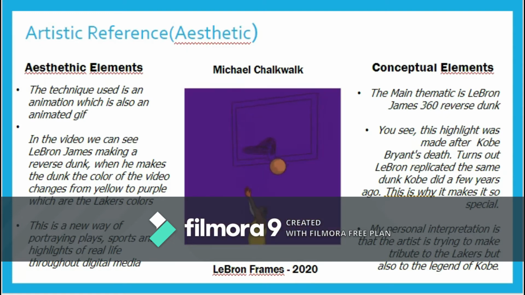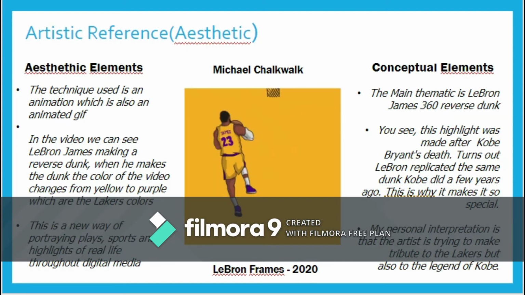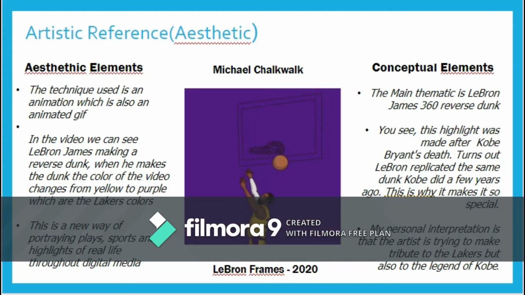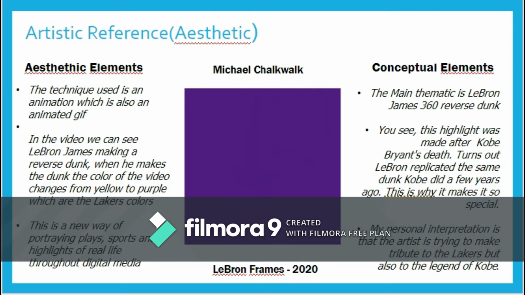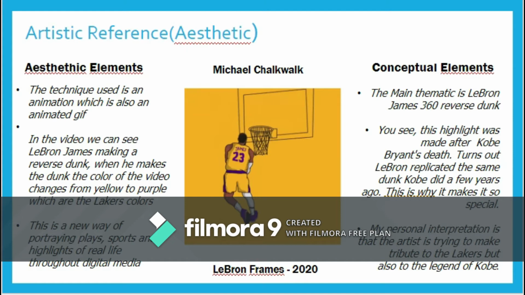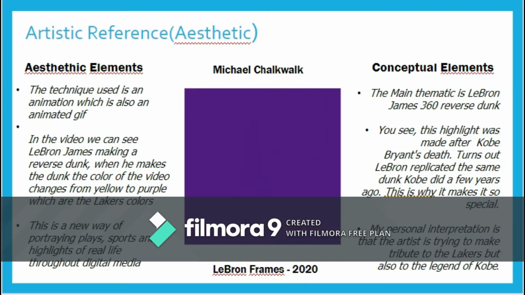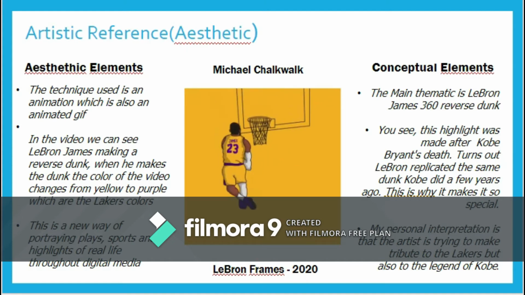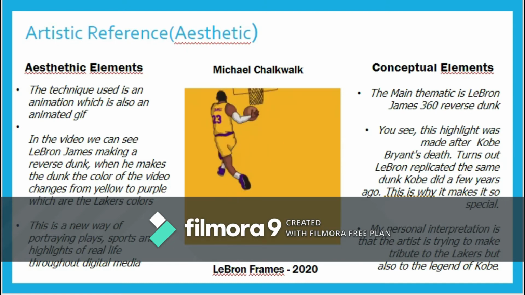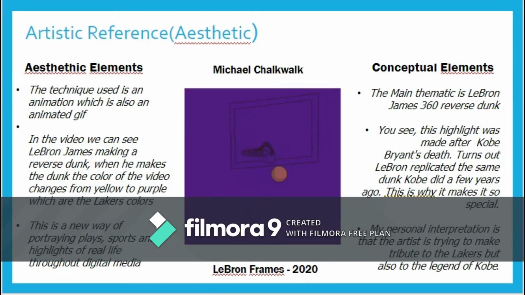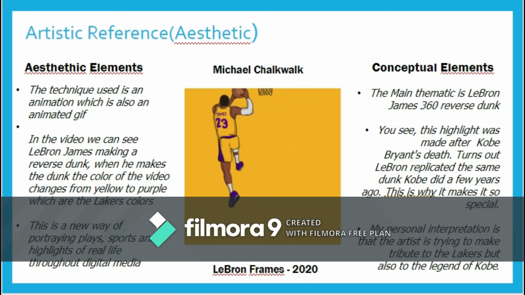Moving on into this specific animated GIF, it's LeBron James making a reverse dunk. You can see that when he converts the dunk, the colors change from yellow to purple, representing the colors of the Los Angeles Lakers. A little context behind this image is that months after Kobe Bryant's death, turns out that LeBron made this highlight, and maybe like 20 years ago, Kobe made the same dunk. And this is a very special moment, not only for LeBron, because LeBron was very intimate with Kobe, but with the Lakers' legacy, as Kobe Bryant is a very important figure, not only for the franchise, but basketball and recently popular culture.